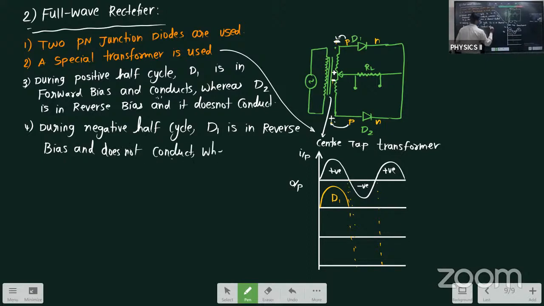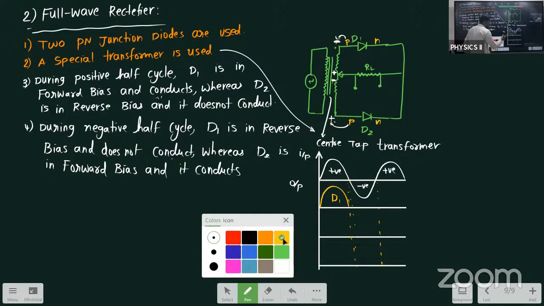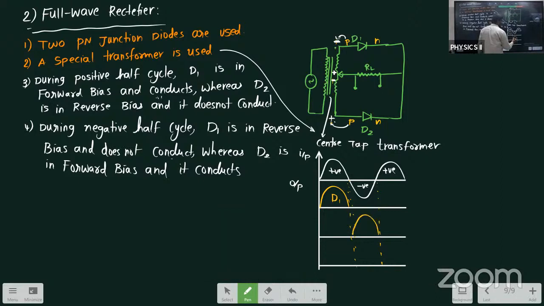whereas D2 is in forward bias, and it conducts. So the output I will be getting during the negative half cycle is because of which diode, D1 or D2? It is because of the D2 diode.